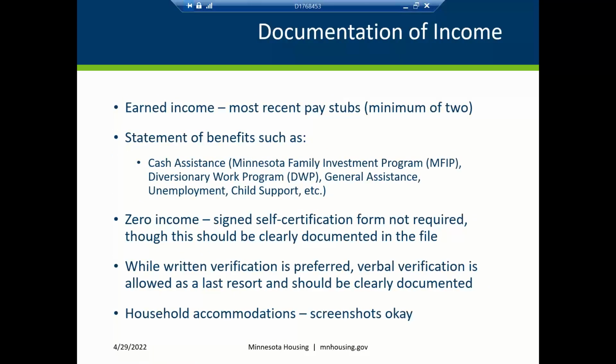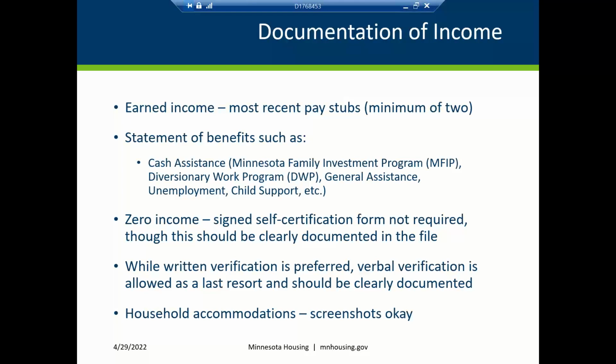Next slide, please. Verbal verification is acceptable, as we said. Formal documentation and third party continue to be the best methods. The one on this list that I want to touch on is earned income, because many of the households you serve have pay amounts that may vary from paycheck to paycheck. For example, they work part-time. The best practice here is to obtain a minimum of 2 pay stubs in order to get a more accurate picture of that household income.